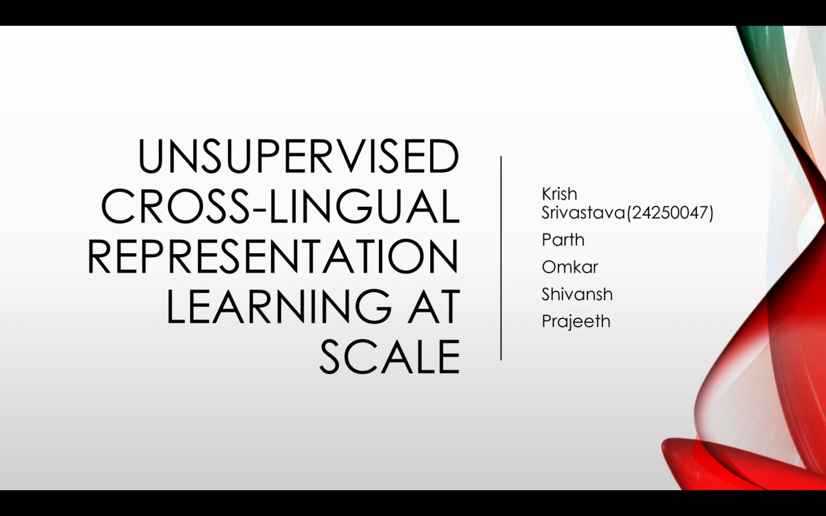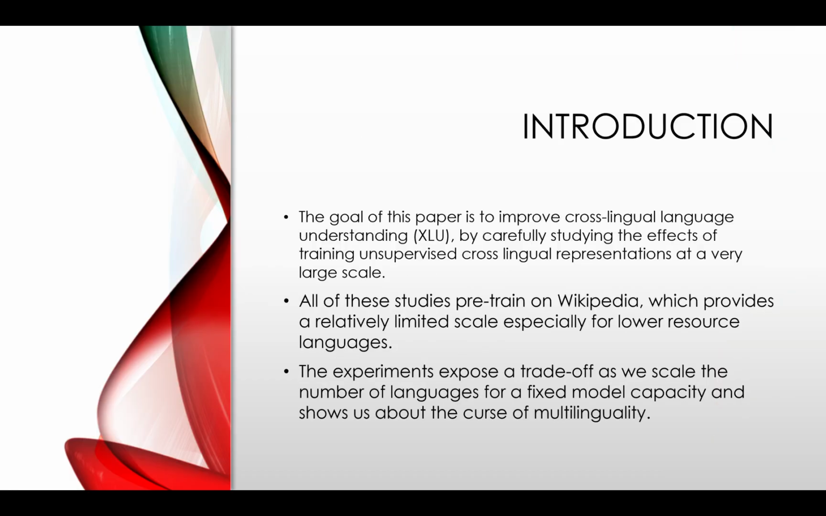In this paper, they show a detailed empirical analysis of key factors, including the trade-off between positive transfer and capacity dilution, and the performance of high and low resource languages at scale. They showed for the first time the possibility of multilingual modeling without sacrificing per language performance, and it was also highly competitive on the GLUE and XNLI benchmarks with strong monolingual models. So let us go to the introduction.